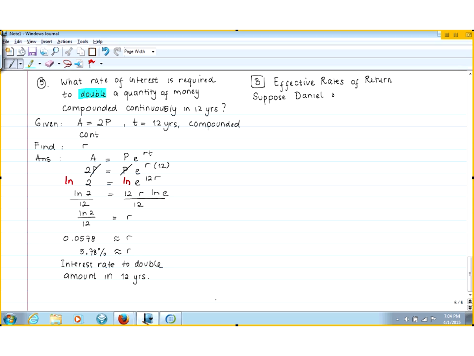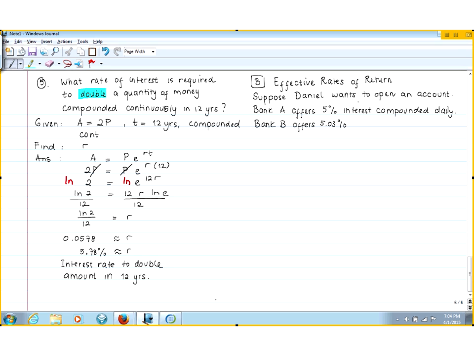So suppose Daniel wants to open an account. There are 3 banks he's considering. Bank A offers 5% interest compounded daily. So bank A, 5% compounded daily. How about bank B? A little bit more.